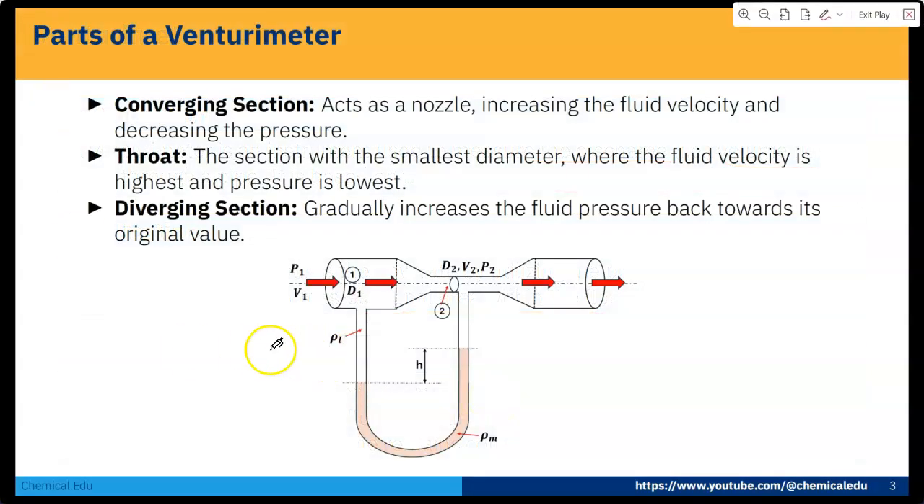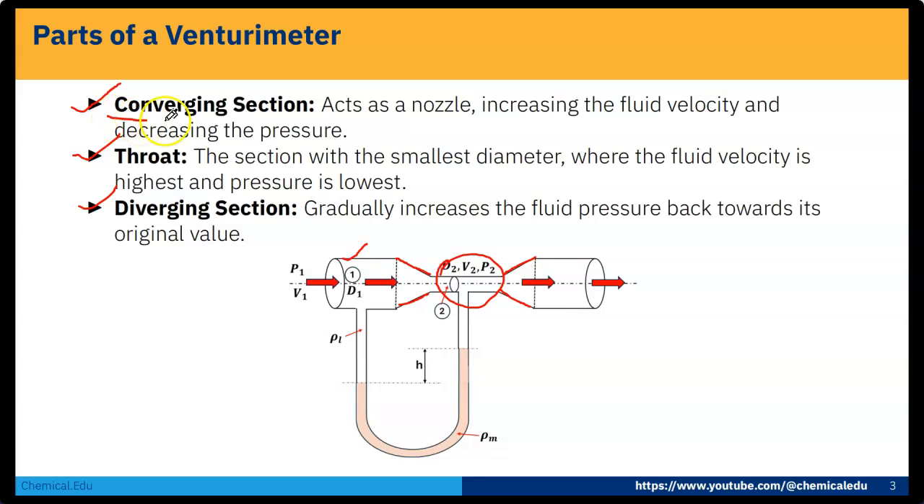Now coming to the Venturimeter. So Venturimeter has three parts. One is called converging section, throat and diverging section. So this is pipe, the same as pipe diameter, and this is converging section. This portion is called throat and then diverging section.